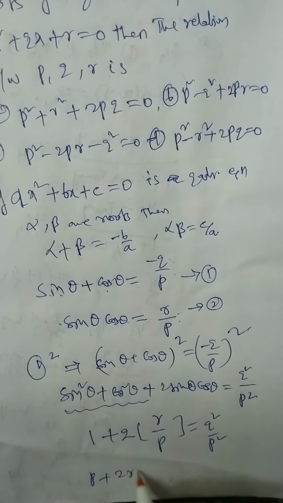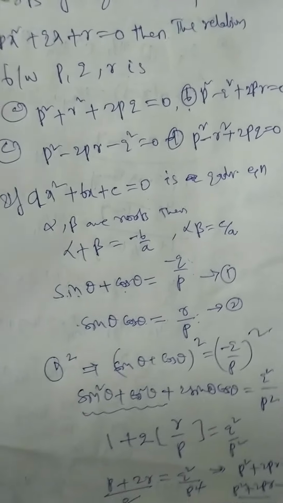Here in the denominator we get p, here also we have p square. So cancelling one p and cross multiplying, we get p square + 2pr = q square. So p square + 2pr - q square = 0. See your options: p square + 2pr - q square equals 0. So option B is the correct one. I hope you understood the problem. Now we move to another problem.